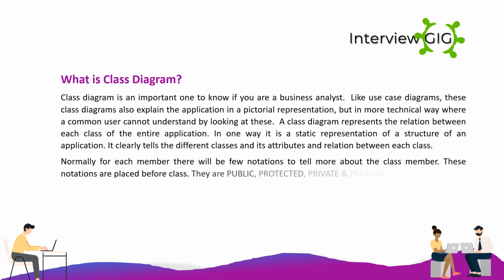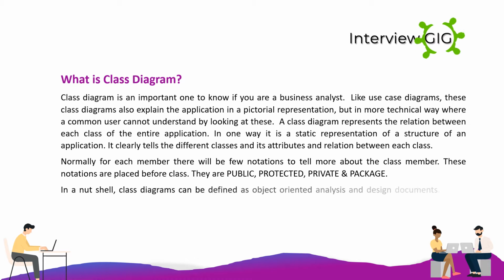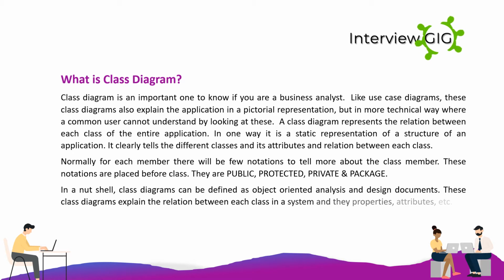Normally for each member there will be a few notations to tell more about the class member. These notations are placed before the class member. They are public, protected, private and package. In a nutshell, class diagrams can be defined as object-oriented analysis and design documents. These class diagrams explain the relation between each class in a system and their properties, attributes, etc.